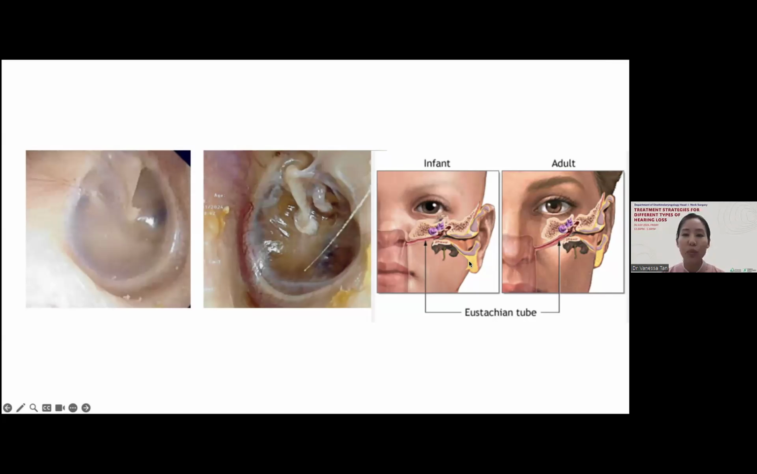In addition, we also know that children, especially when they enter daycare and go to school, are exposed to their friends who have a runny nose, and they touch each other and play with each other all the time. So they are very predisposed to having recurrent flus. For these reasons, children are very predisposed to having middle ear infections or fluid.